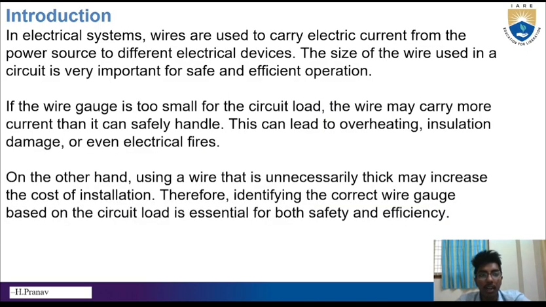Coming to the introduction, in electrical systems, wires are used to carry electrical current from the power source to different electrical devices. The size of the wire used in a circuit is very important for safe and efficient operation. If the wire gauge is too small for the circuit load, the wire may carry more current than it can safely handle. This can lead to overheating, insulation damage, or even electrical fires. On the other hand, using a wire that is unnecessarily thick may increase the cost of installation. Therefore, identifying the correct wire gauge based on circuit load is essential for both safety and efficiency.